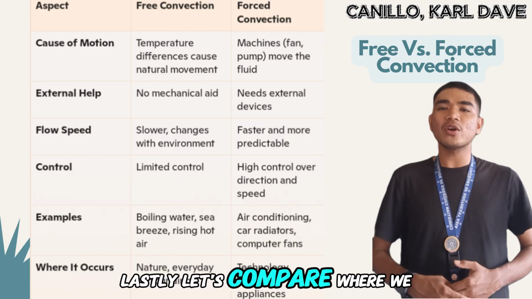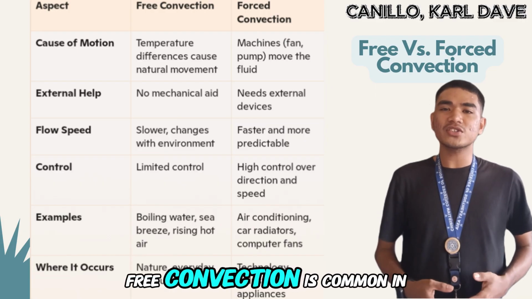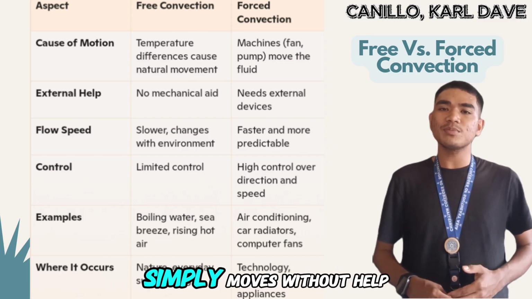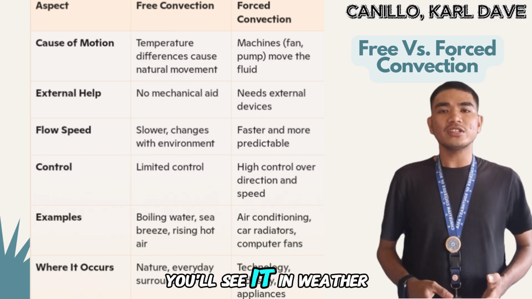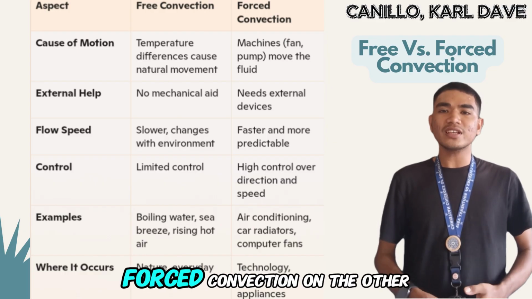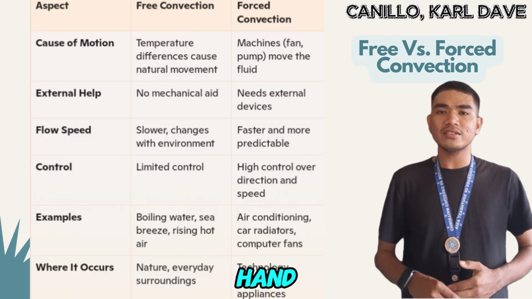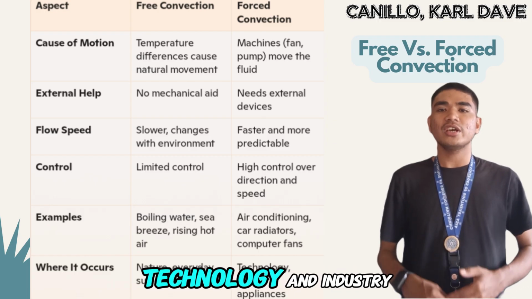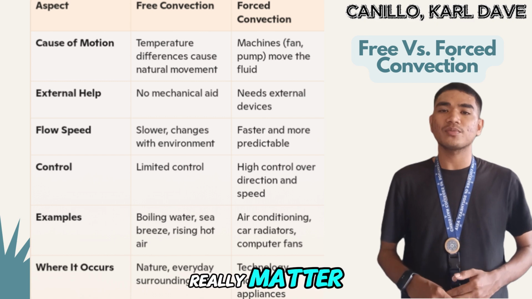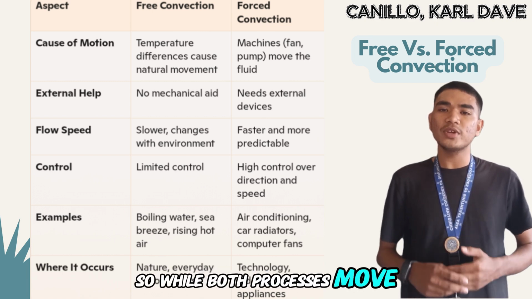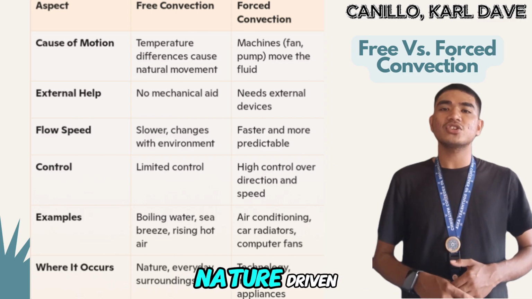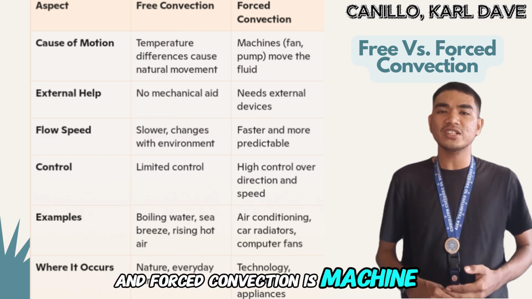Lastly, let's compare where we find them. Free convection is common in the natural world and in situations where heat simply moves without help. You'll see it in weather, cooking, or even inside your own body. Forced convection, on the other hand, is something we use in technology and industry where precision, speed, and efficiency really matter. So while both processes move heat and involve fluid flow, free convection is nature-driven and forced convection is machine-guided.